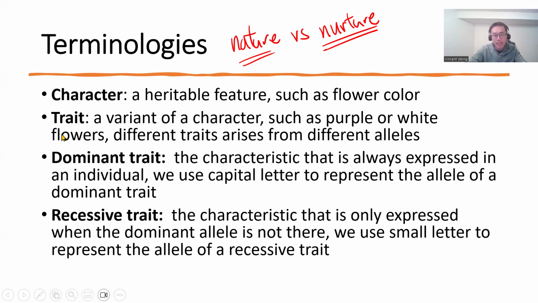Now, some traits are dominant, others are recessive. If it's dominant, it will always show up. Even if you have only one copy of it, it will show up. And we use a capital letter to represent these things. I'll give you some examples to clarify very soon, so if you don't 100% get it, don't worry, it's coming. Recessive means it will only be expressed if you do not have the dominant allele. And we use a small letter to represent these things.